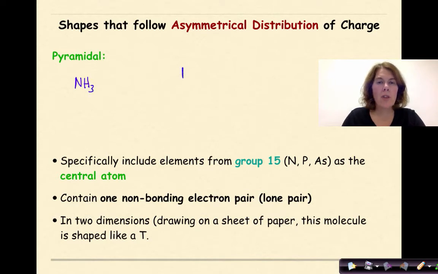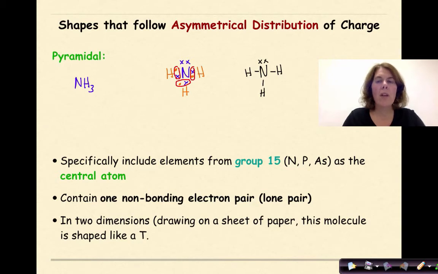So nitrogen has 5 valence electrons, 1, 2, 3, 4, 5, and hydrogen has 1. So here's my 1, and my 1, and my 1. And again, we can see our shared pairs here, here, here, and here. And if I was to do a structural diagram of this, it'd be the nitrogen, and then a single bond to each hydrogen, and it's all good.